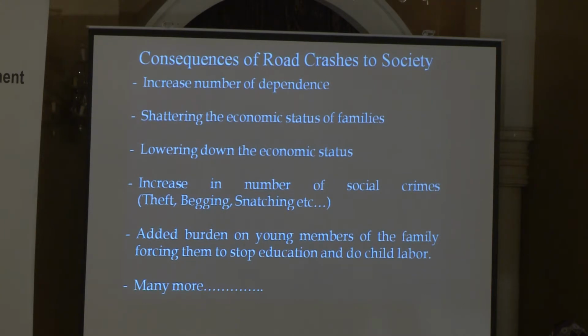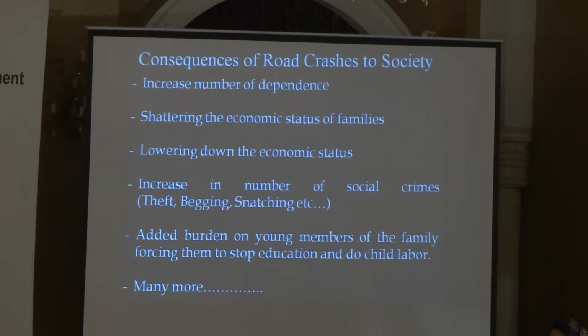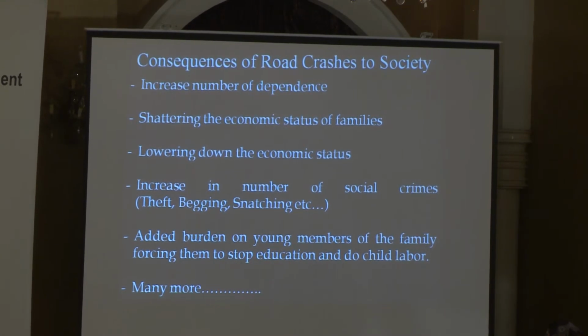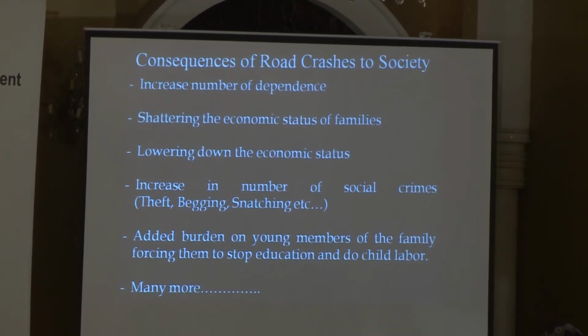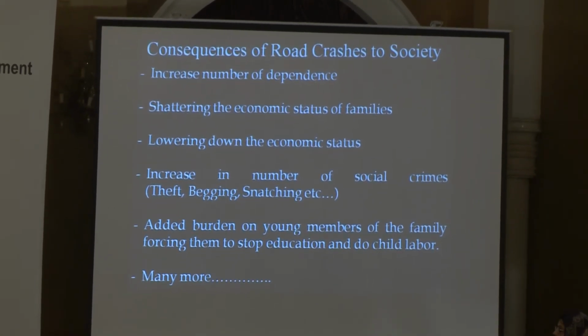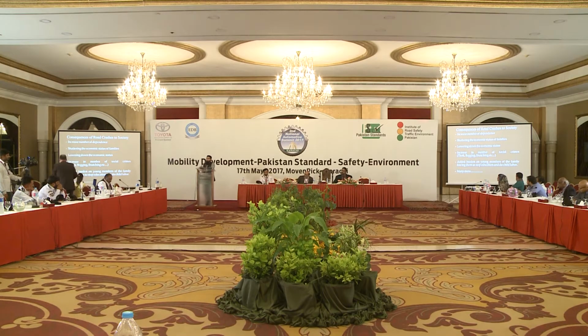Then there is the lowering of the economic status of the family, which is quite obvious. Then social problems are triggered because of this, such as begging starting, and snatching and all that. There is an added burden on young family members: if a person's father dies in a road accident, then a child has to go out and do some labor work to earn for his family. And there are so many other consequences caused by this problem.